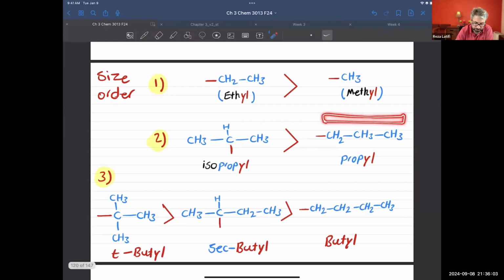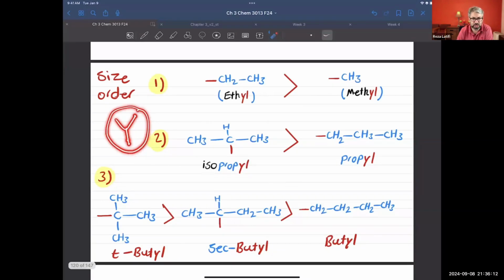While isopropyl, this is the shape for isopropyl. It's like a U shape, and technically it will be more spherical versus a linear shape. The linear shape is going to take less space, so it will create less repulsion. So let's put it this way: as we increase substituents or branches on a carbon, the repulsion goes up.